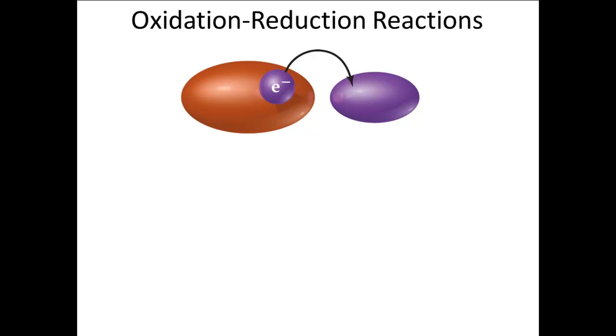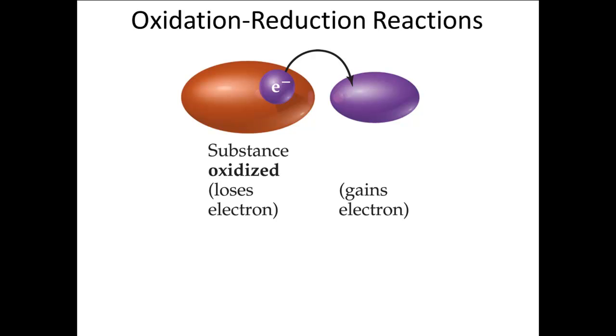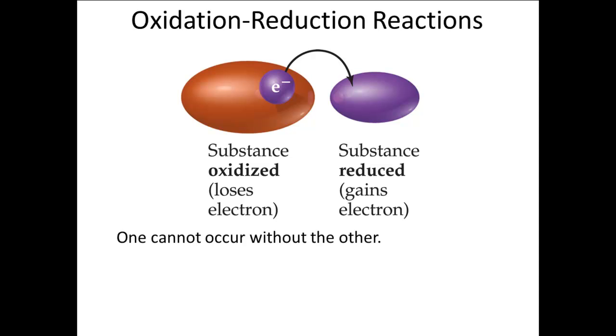These reactions involve the transfer of electrons from one species to another. When one species loses electrons, another species gains electrons. So, when one substance is oxidized, another substance is reduced. One cannot occur without the other. So these types of reactions are often called redox reactions.